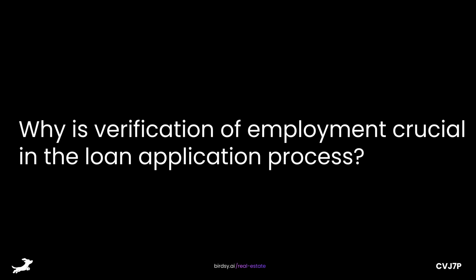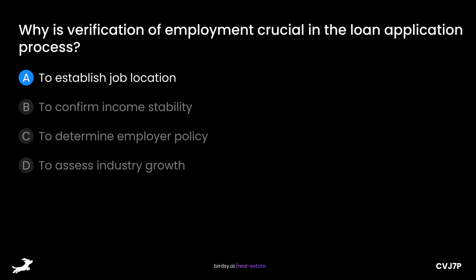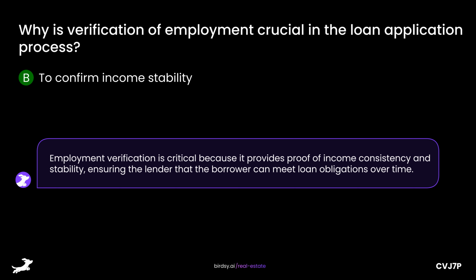Why is verification of employment crucial in the loan application process? Is it A, to establish job location, B, to confirm income stability, C, to determine employer policy, or D, to assess industry growth? The answer is B, to confirm income stability. Employment verification is critical because it provides proof of income consistency and stability, ensuring the lender that the borrower can meet loan obligations over time.